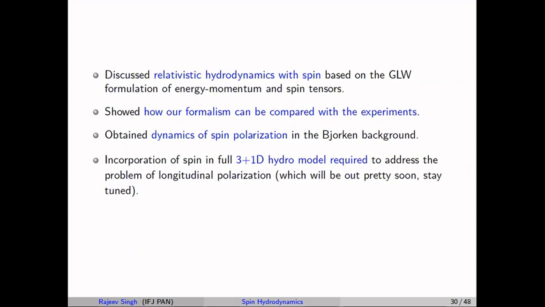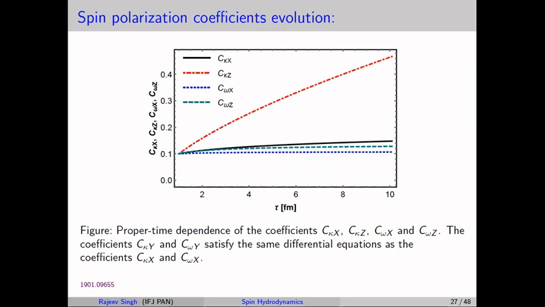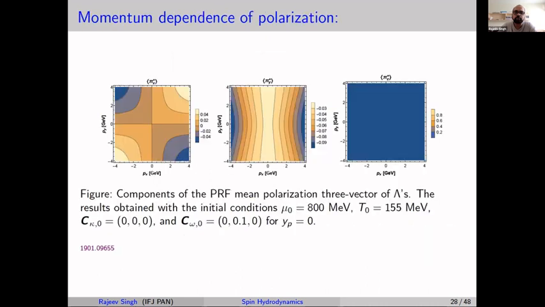Yeah, please. On page 27, you show that the coefficient C increases with time, as shown in the red line. This means that the polarization increases with time? No, this is just the dynamics of the spin polarization coefficients. To know about the spin polarization of lambda hyperons, we have to go to this part.